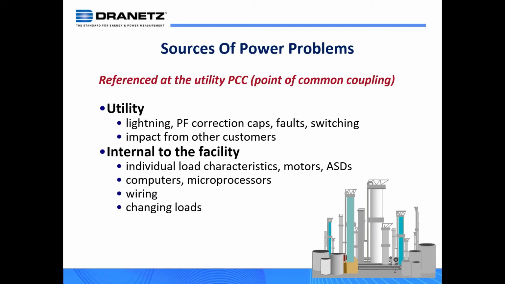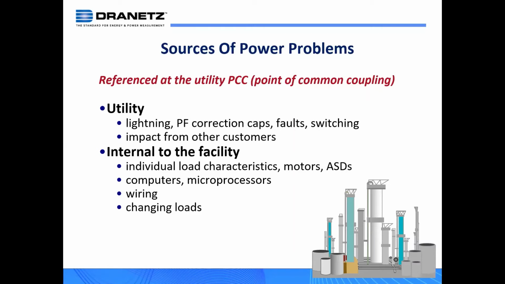All right. So, what happens on the upstream side in this case for the utility? What can happen? Well, you can have just equipment failure, but you have lightning, those power factor correction caps we spoke about at our last presentation, faults, switching, impact from other customers can be a severe issue that you can potentially have. Conversely, what can happen downstream?